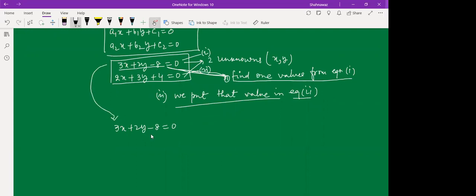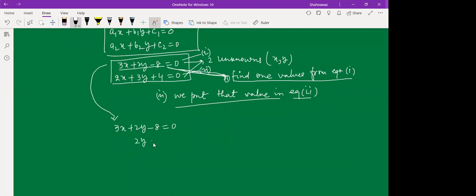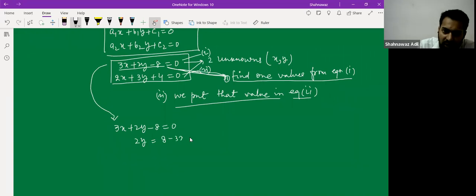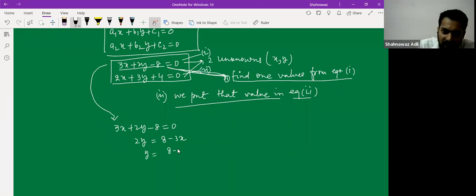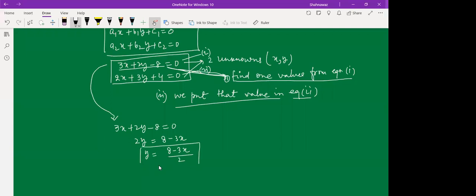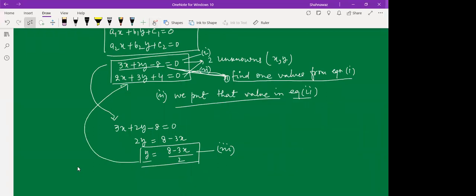So let's just say you want to solve for x. Calculate the value of y from here. So you take 2y, this 8 goes here, and this 3x goes here, right? So what will be the value of y? 8 by 2 minus 3x by 2, right? Let's say this is equation third. Now the idea is that we put this value in equation second. This is called the substitution method.